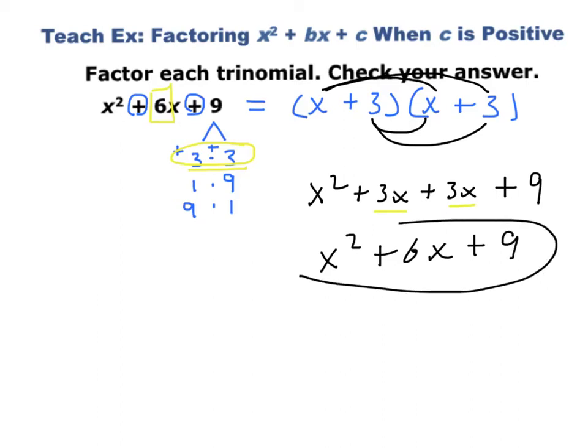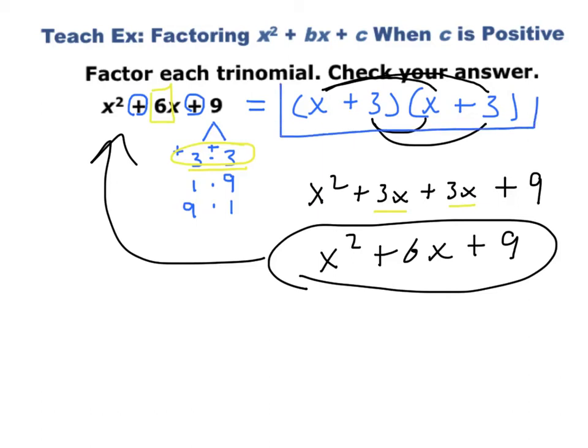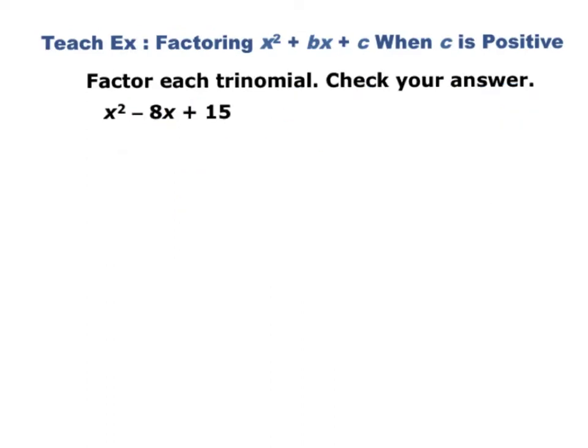Now, is this what I originally started with? Yes, it is. So what does that tell me? That tells me that this right here, this thing that I'm boxing right there, is my factor combination that works. Those are my factors of the trinomial. Okay, let's try another one.